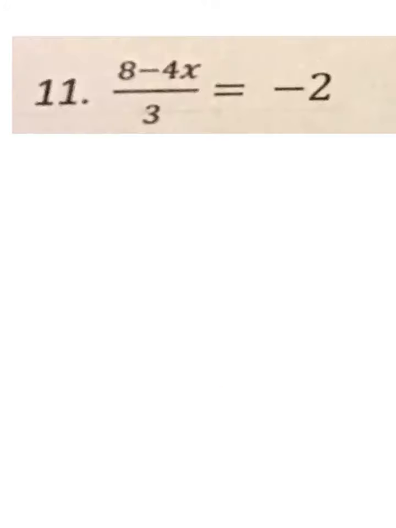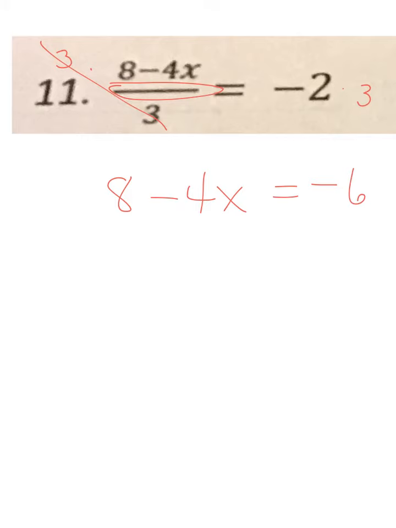All right, problem number 11. Very similar to the last one. To get rid of this big division bar, I have to multiply both sides by 3. So on this side I get 8 minus 4x. And on the right, negative 2 times 3 is negative 6.